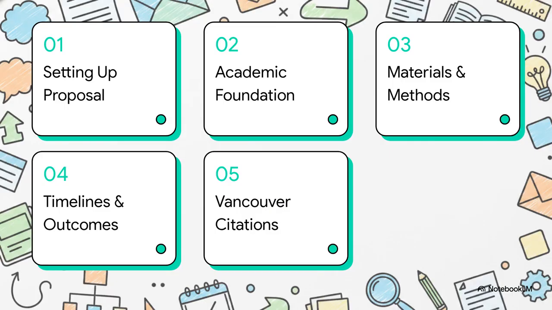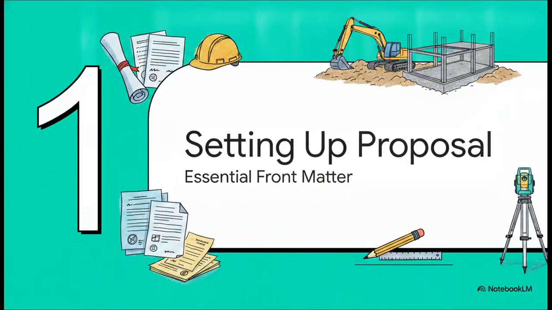Here is our structural table of contents for today's blueprint walkthrough. 1. Setting up your proposal. 2. Building the academic foundation. 3. Designing materials and methods. 4. Timelines and expected outcomes. And 5. Mastering Vancouver-style citations. Simple enough, right? Let's kick things off with Part 1, Setting Up Your Proposal, Essential Front Matter.